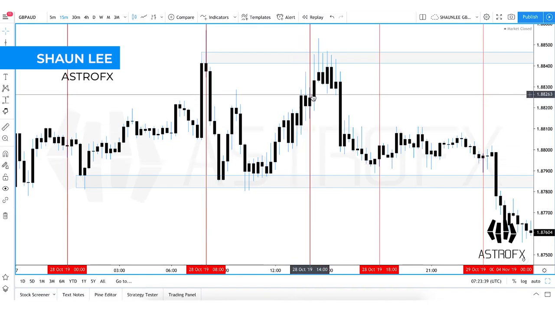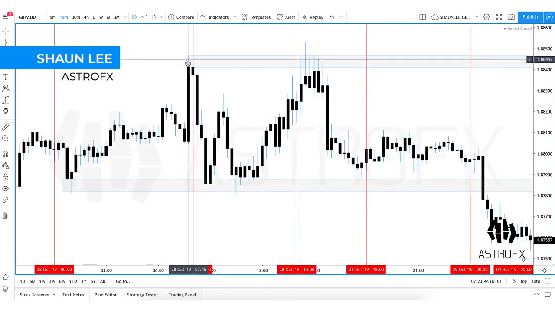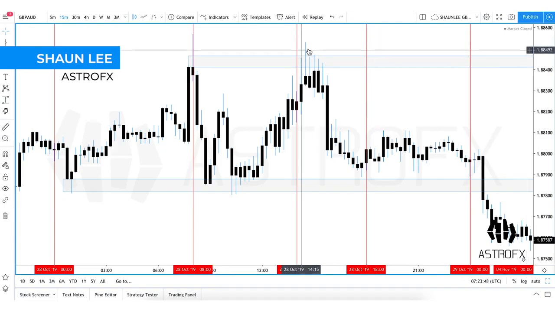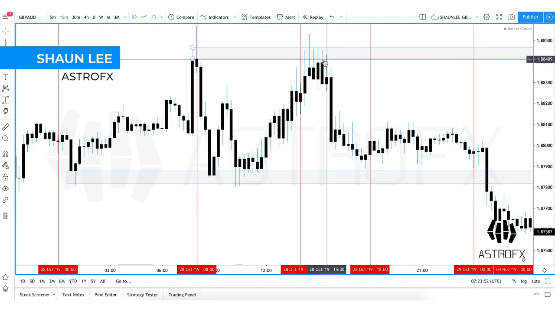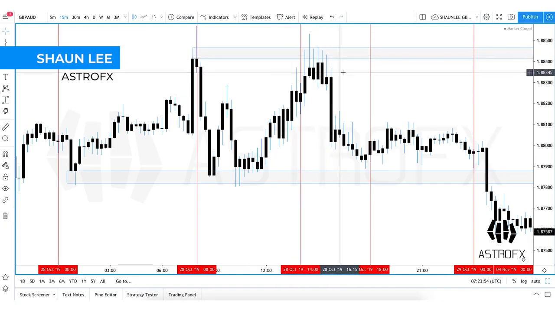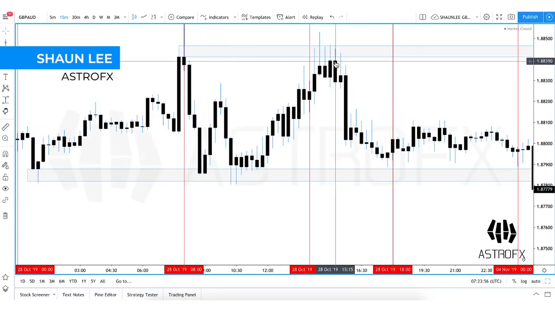US session started. Then market boosts its way back into Asia high. As you can see right here, 1.8850 as well was tapped and achieved. 1, 2, 3, 4, 5, 6 rejections. This is screaming sell. Okay, got the bearish engulf in there.